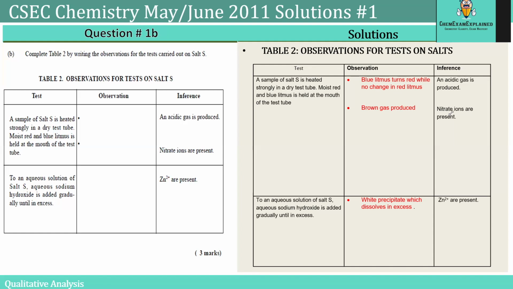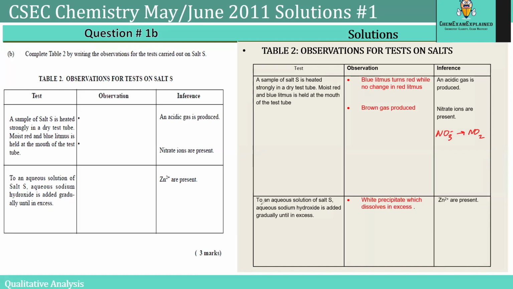For the other inference, nitrate ions are present. And when nitrate ions are present, it produces NO2 gas. And NO2 gas is a brown gas. So the nitrate ions are the reason for the brown gas.